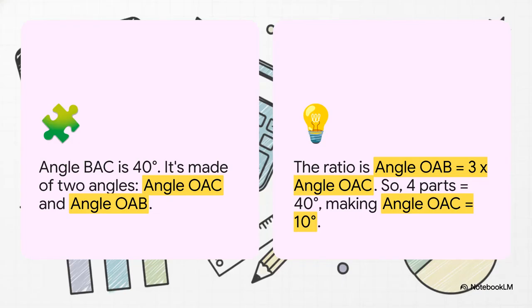Okay, so we've got our 40-degree angle, BAC, and the question tells us it's split up, right? Angle OAB is 3 times the size of angle OAC. Think of it like a 3-to-1 ratio. So we're splitting 40 degrees into 4 equal parts. That means the smaller one, OAC, is just 1 part, so 10 degrees. And the bigger one, OAB, is the other 3 parts, which is 30 degrees.